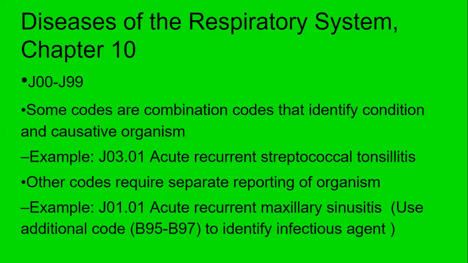Diseases of the respiratory system, chapter 10, J00 through J99. Some codes are combination codes that identify the condition and causative organism. Example, J03.01, acute recurrent streptococcal tonsillitis. Other codes require separate reporting of the organism. For example, J01.01, acute recurrent maxillary sinusitis. You're going to use an additional code, B95 through B97, to identify the infectious agent.